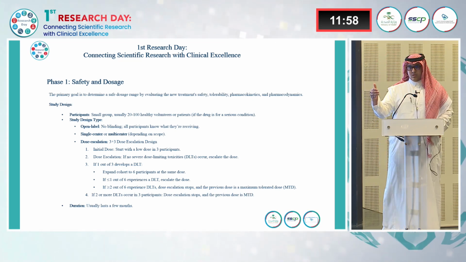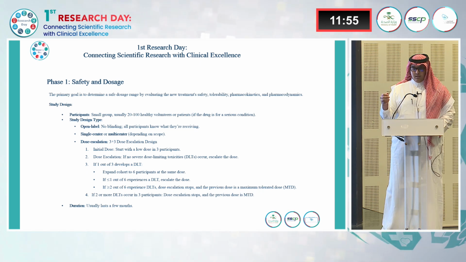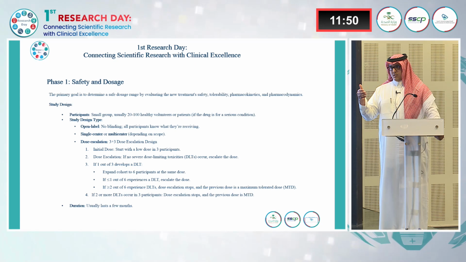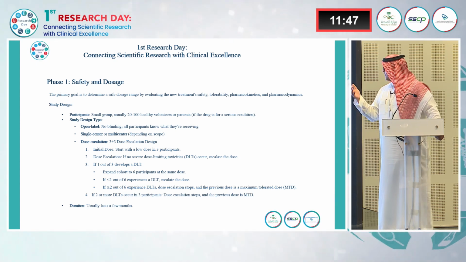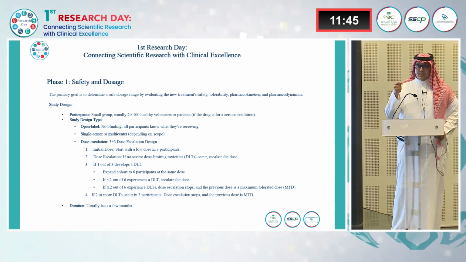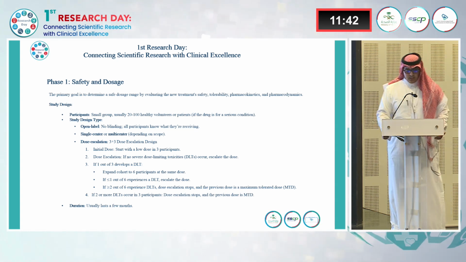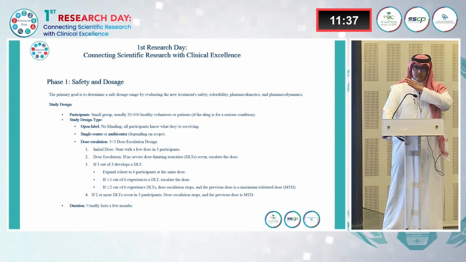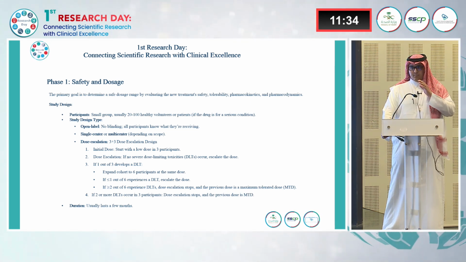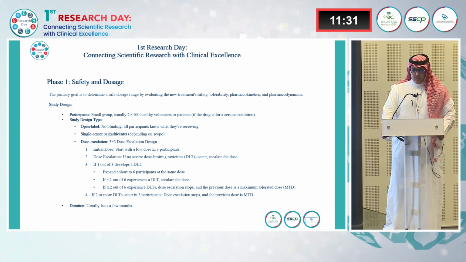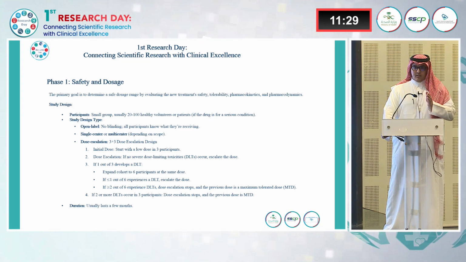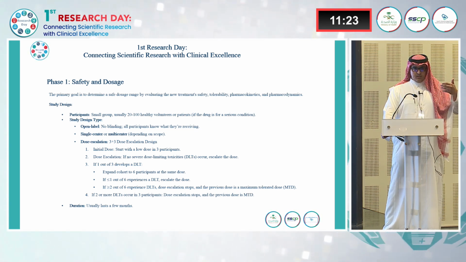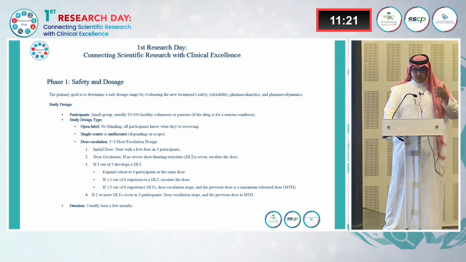First, we have an initial dose for 3 participants. Then we will escalate it. If the escalation doesn't result in any severe DLT, then we will go forward to have a different group or different pathway. First, if the DLT develops in 1 among 3, we will do escalation for the dose. Then there is a third type.